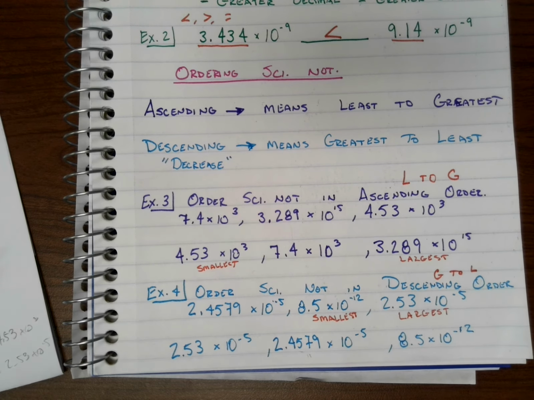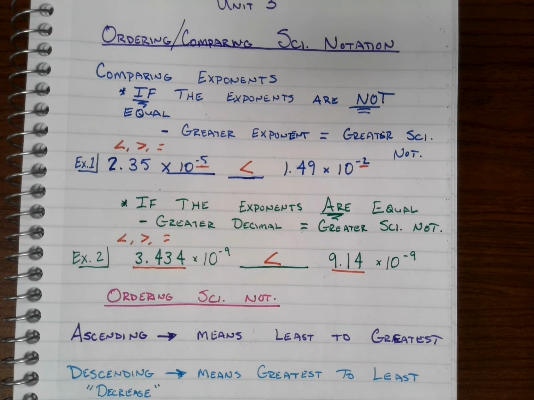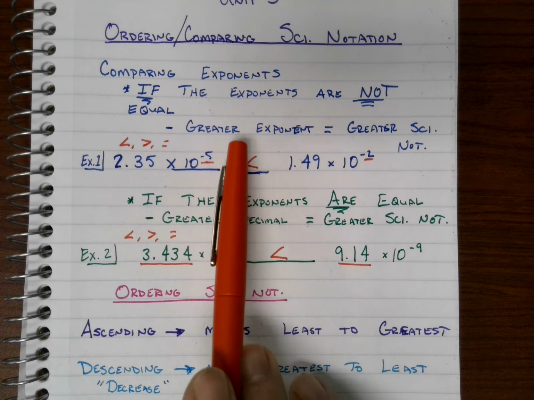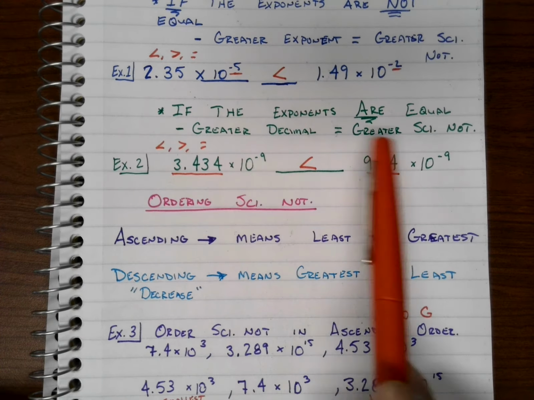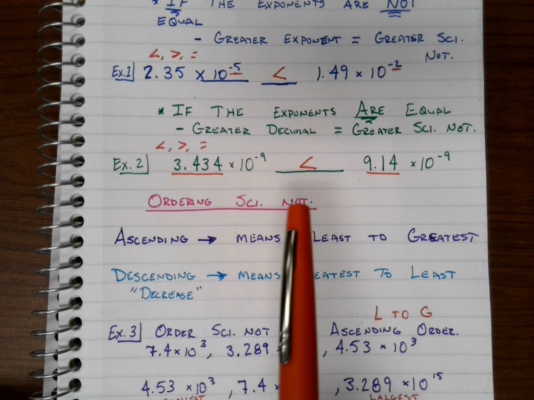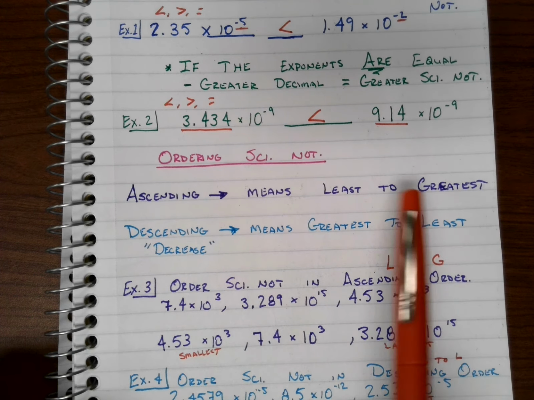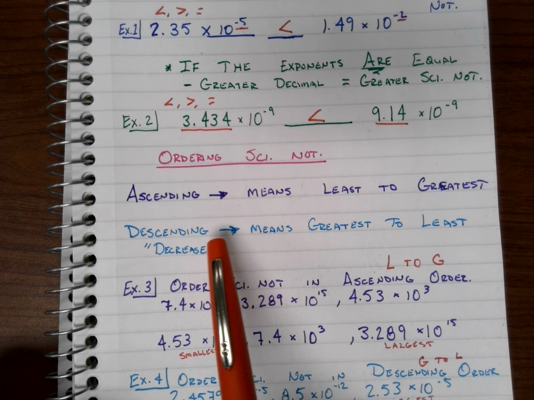Okay, so when comparing and ordering scientific notation, all right, check your exponents first. The larger, greater exponent, greater scientific notation. If they're the same, check your decimals. The greater the decimal, the greater the scientific notation number is. Ascending, least to greatest. Descending, greatest to least, means it's decreasing. It's starting at the top and it's going down. All right, and then we have our examples.